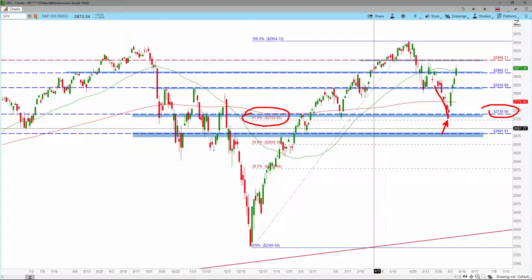Price came down close to the 618 and got a bounce here. So one would expect if it comes down to the 618 and bounces, we would expect it to bounce back up at least to the 100% level. That would be the all-time high.